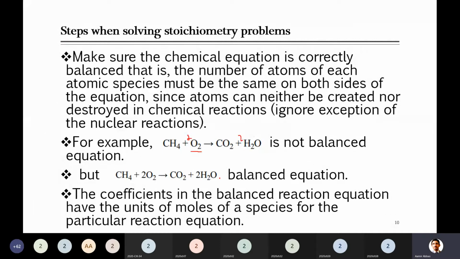So the coefficients in the balanced equation have units of mole, as already mentioned, in any particular equation. Now how many moles of CH4 are reacting with the oxygen in the balanced equation? Sir, one mole of methane. One mole of CH4 is reacting with 2 moles of oxygen, and how many moles of CO2 and water are produced? Sir, 1 mole of CO2 and 2 moles of water. Yes, 2 moles of H2O.